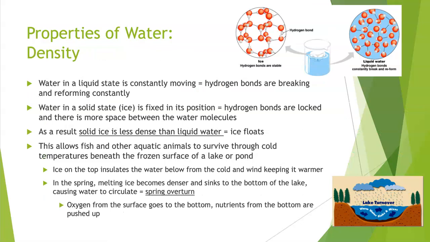The density of water is another very unique property. Water in a liquid state is constantly moving around. So that means that those hydrogen bonds are constantly breaking and reforming. But when water is in a solid state, like ice, those hydrogen bonds are locked in place and they are fixed, and there's actually more space between those molecules. As a result of that, ice floats. Ice is less dense than liquid water.